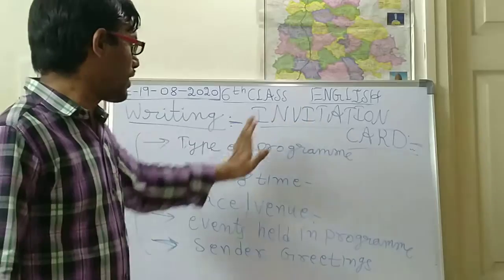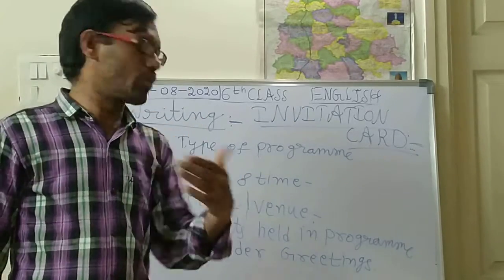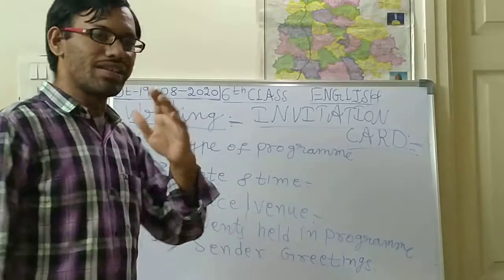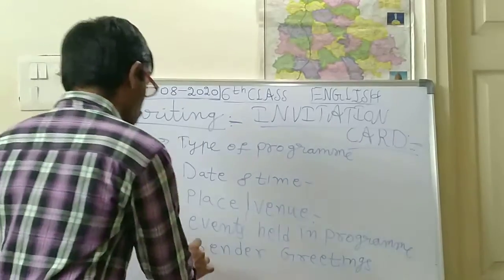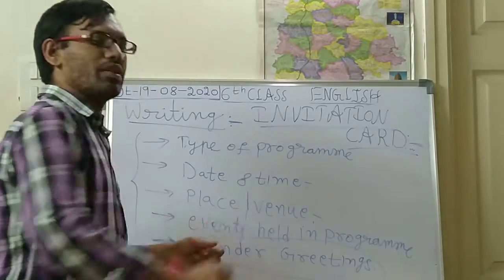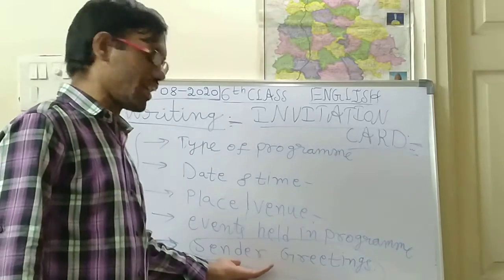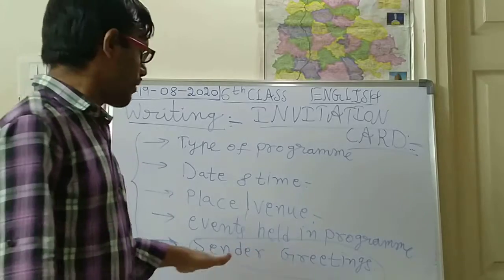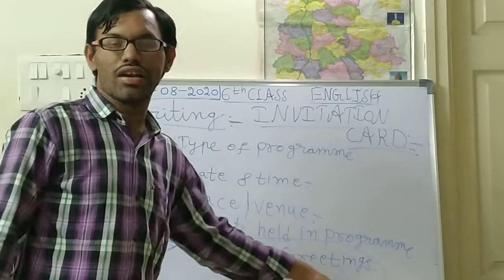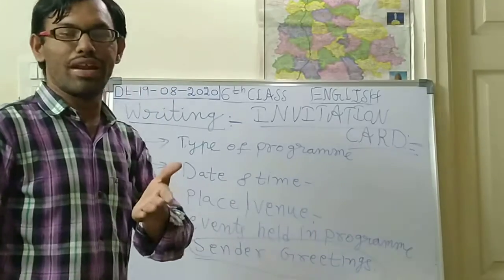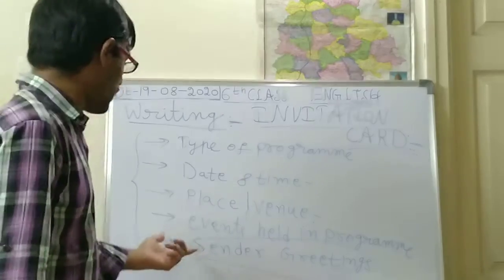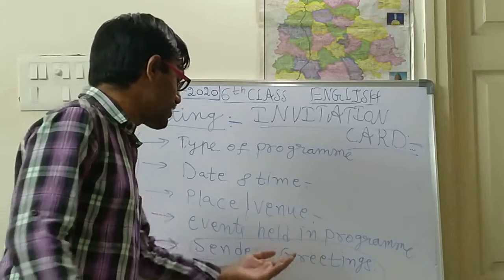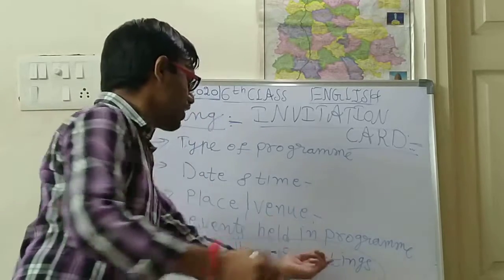Is it right? So like this. Suppose you are 6th class students and you want to prepare one invitation card. Who is the sender? The sender will be your 6th class. By 6th class, all are welcome. Like that you will be writing. If it is 7th class, you will write by 7th class. So like that, for greetings you will be writing.